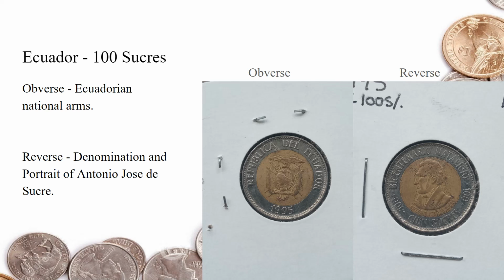On the reverse, you have the denomination, 100 sucres, as well as a portrait of Antonio José de Sucre. Interestingly, on the very top of the reverse, it says Bicentenario Natalicio, which is commemorating 200 years since his birth. Antonio José de Sucre was a very renowned liberator of Ecuador and Peru from the Spanish Empire.